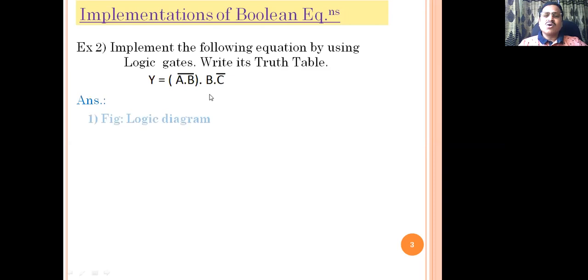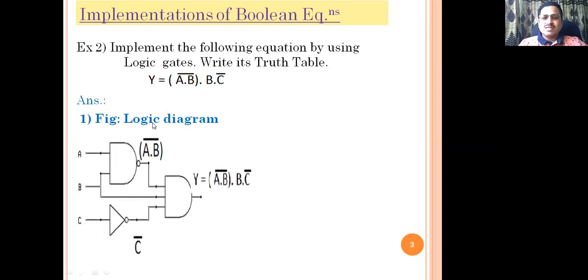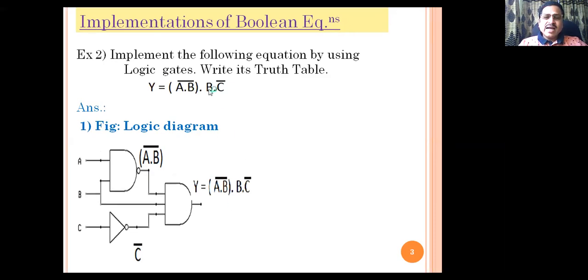Let's see here how to implement this by using a suitable logic diagram. It's very easy to get the first term, complement of A and B: with the inputs A and B to a NAND gate, you'll get the output as complement of A and B. Then for the second term B, apply B directly, and then to get C bar from C, we have to use a NOT gate.